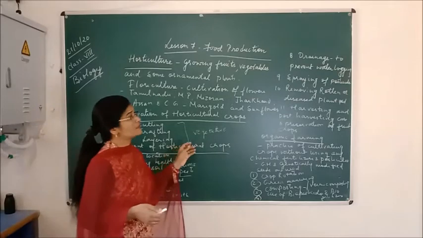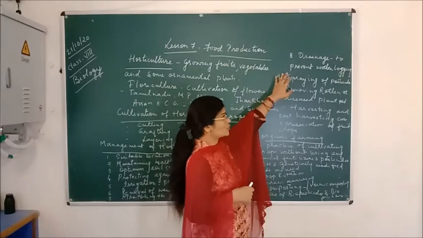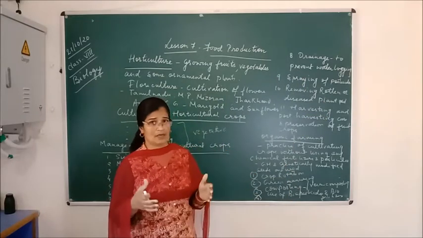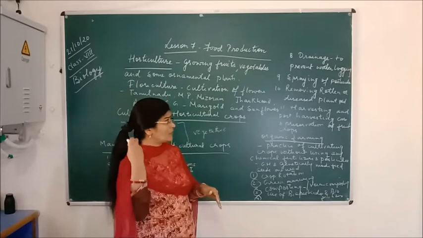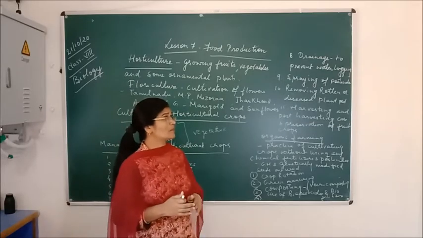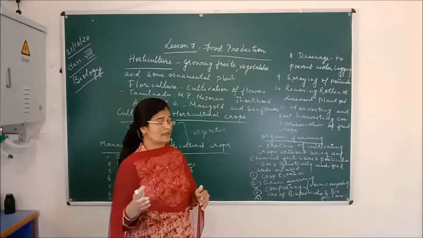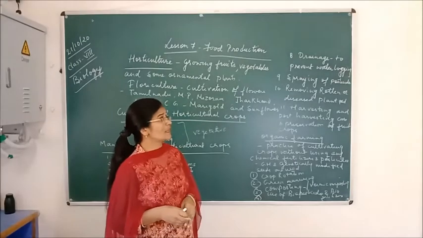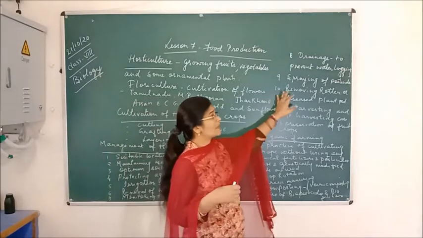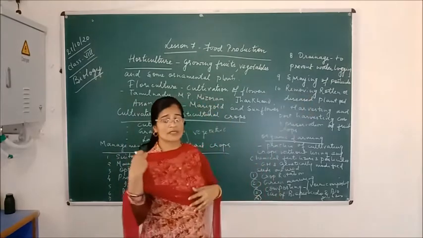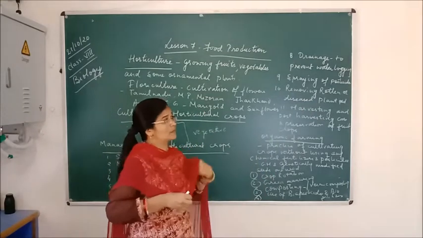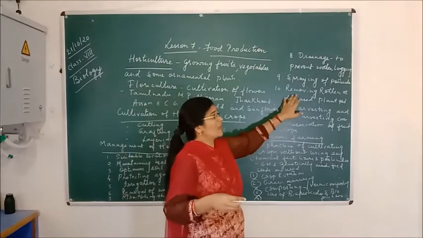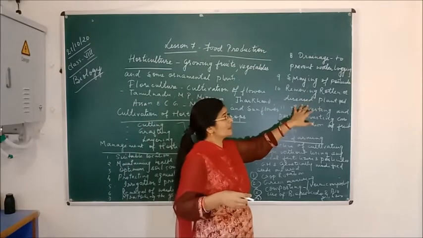Next point is drainage should be ensured to prevent water logging. Sometimes what happens, due to heavy rainfall, the plants get filled with water, and that should not be there, and so proper removal of water from that particular area should be ensured. So drainage should be ensured, and spraying of pesticides, as I told you, biopesticides should be sprayed so that they should be protected from any kind of pest or microbes, and removing the rotten and diseased plants.